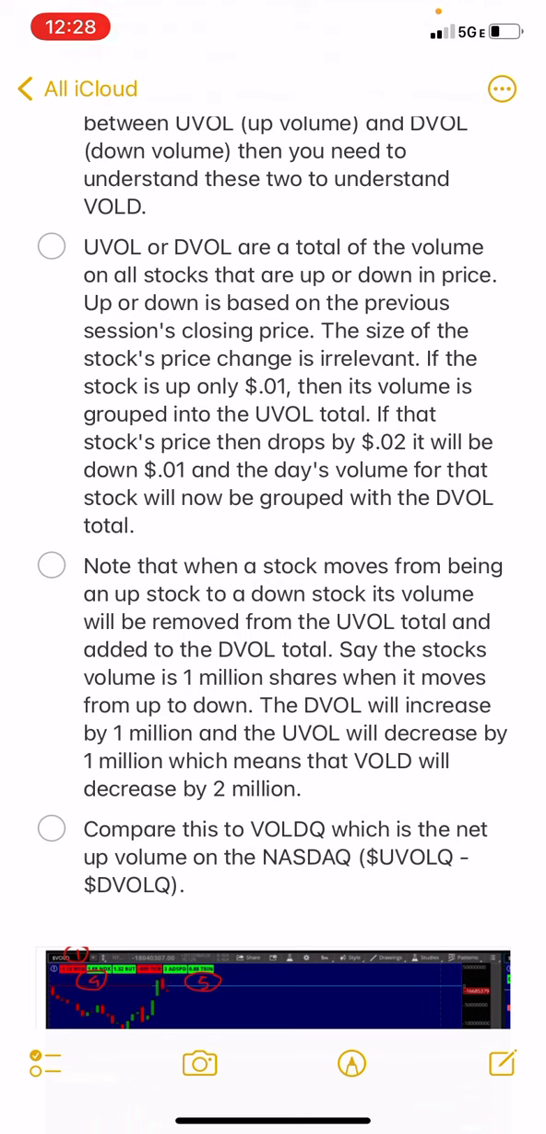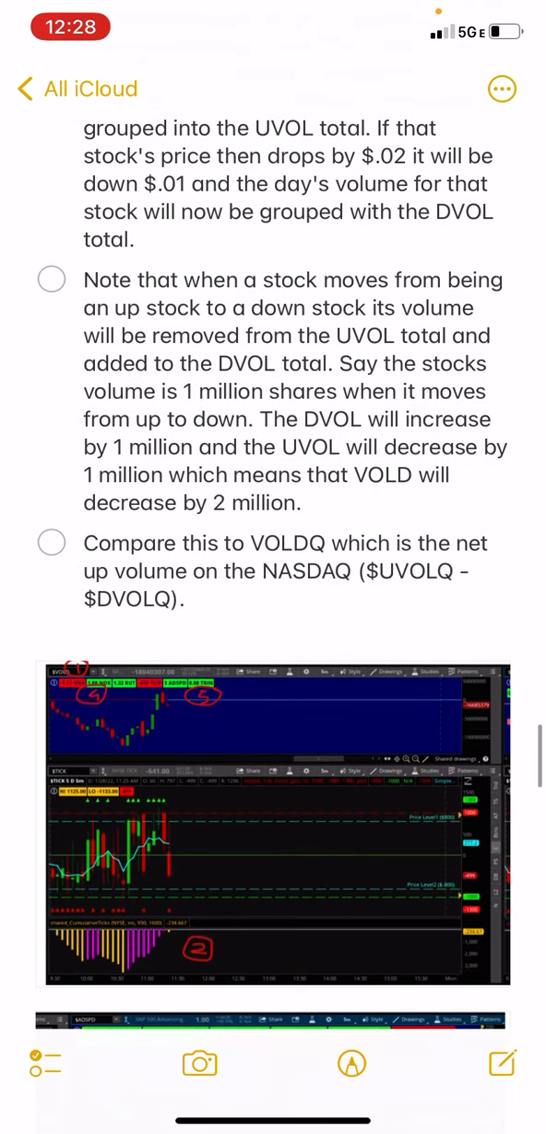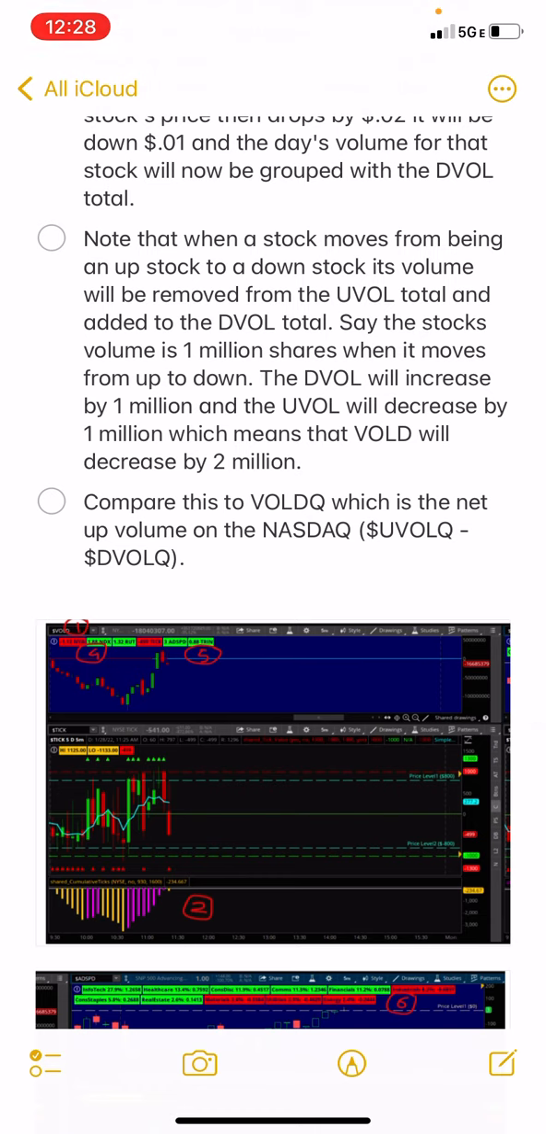As the market's moving up and you're long, ask: are the market internals still supporting this move up? Yes. And then when they start to maybe turn down, maybe it's time to exit your longs. So note that when a stock moves from being an up stock to a down stock, its volume will be removed from the UVOL total and added to the DVOL, right? So let's say the stock's volume is 1 million shares when it moves from up to down. The DVOL will then increase by 1 million, okay? And the UVOL will decrease by 1 million, which means that the VOLD will decrease by 2 million, okay?